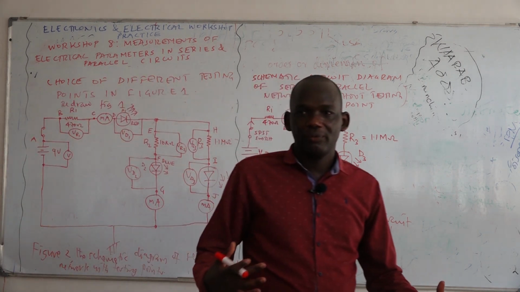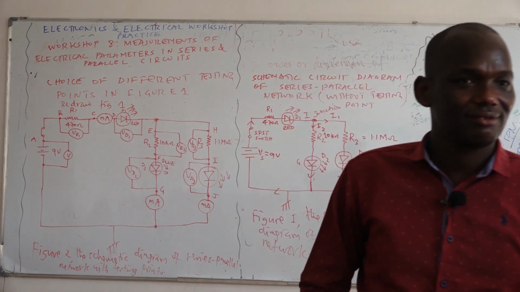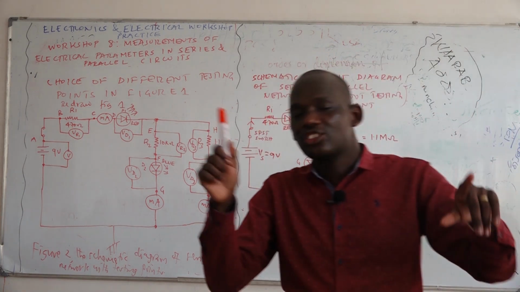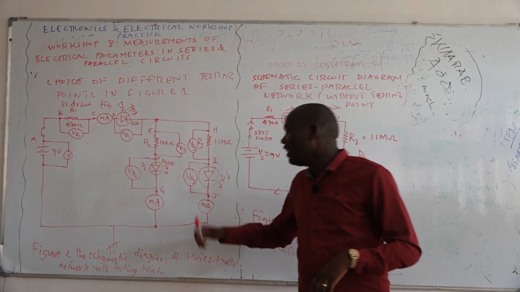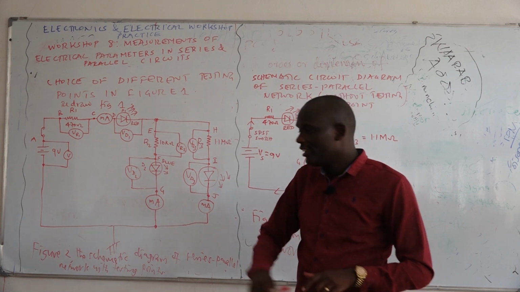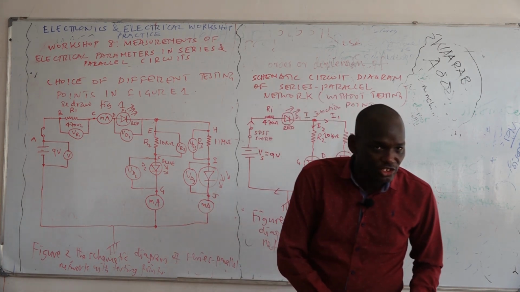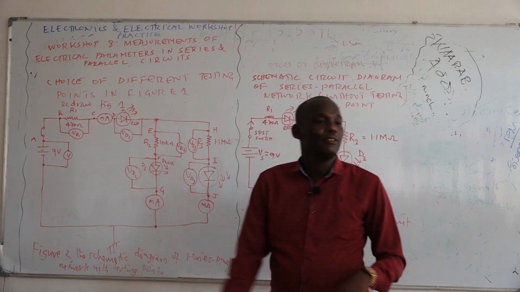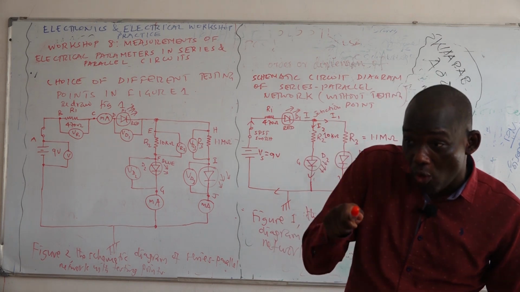Okay, so is it clear? Okay, it's time for writing. Once you have finished writing, it's time for us to go to the computer and draw figure number 2 and do all the 10 measurements. And you should represent your results in a table.